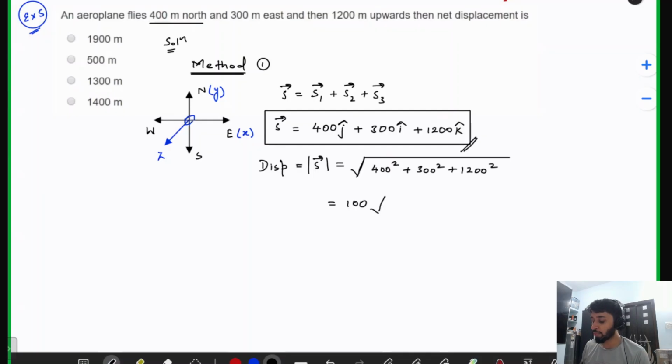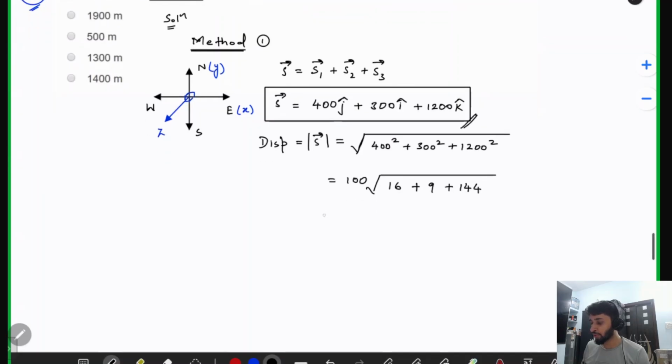So they're saying that 100 will come out. If 100 comes out, then inside we will be left with 4 square plus 3 square and 12 square. Let me simplify that. 4 square comes out as 16, 3 square will come out as 9, and 12 square will come out as 144. So it will become 100 into the square root of 9 plus 6, which becomes 15, so it comes out as 169. You simplify this, it will come out as 169.